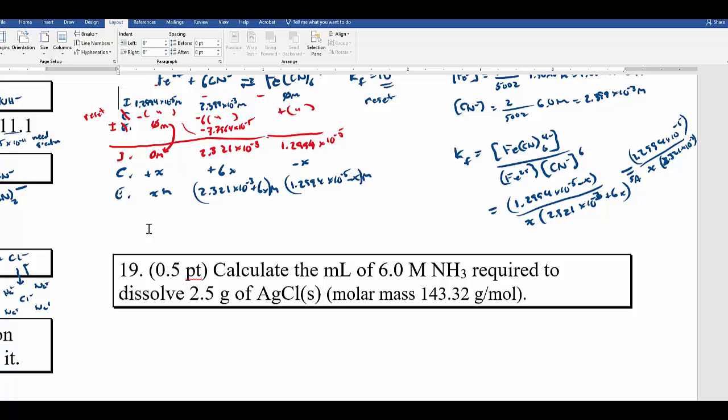Okay, this term has to be raised to the 6th power because cyanide's to the 6th, so I don't want to forget that. This is raised to the 6th power here. Okay, now I can solve for x.